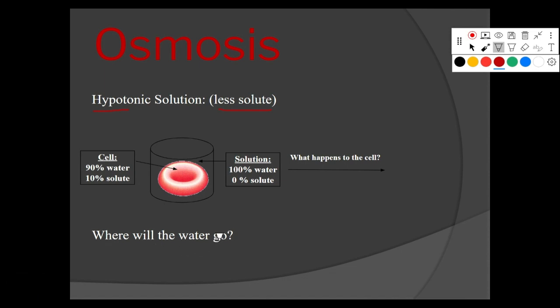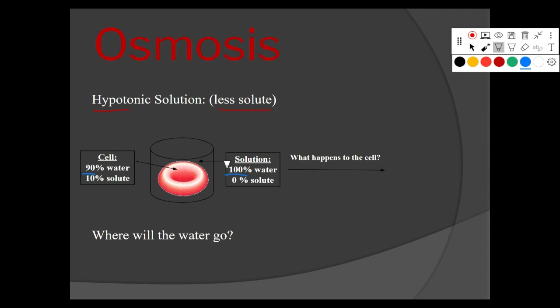Remember, water goes from where there's a high concentration of water to where there's a low concentration of water. So what is going to happen to the water here? Water goes from high to low. So let's see. Here you have 90% water. Here you have 100% water. This is a higher percentage of water. This is a lower percentage of the water inside the cell. So the solution has more water. The cell has less water, right? So let's see what happens when you put a cell into this hypotonic solution.